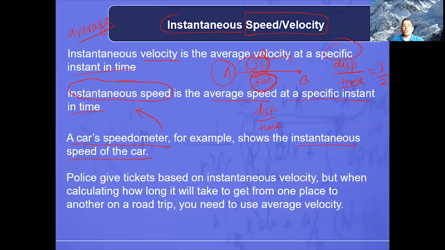All right, so you might have been in this situation. The police sometimes give you a ticket based on the instantaneous velocity. Meaning your instantaneous speed should not be more than 65 miles per hour, let's say. If you exceed the limit, then you get the ticket.